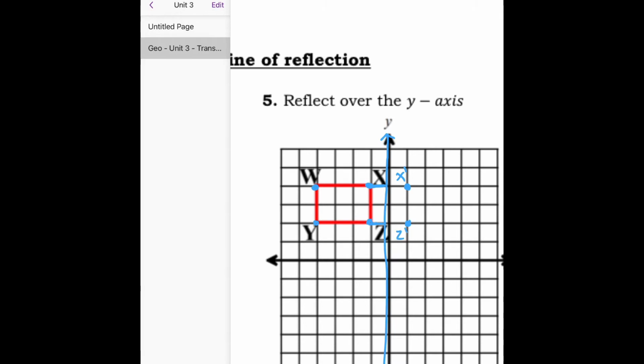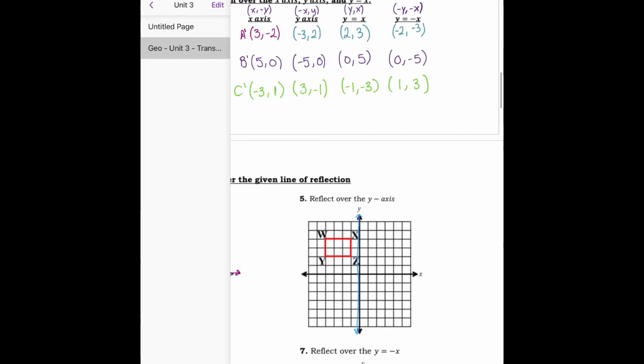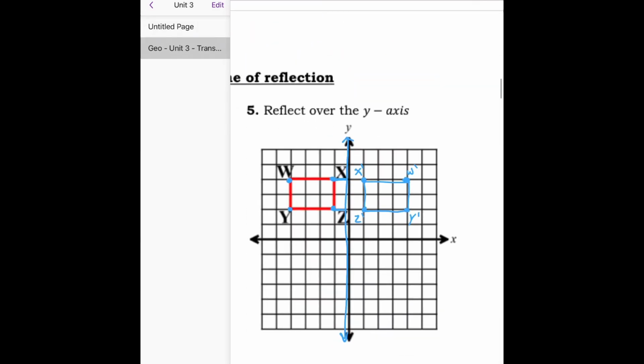Now W is farther away. W is 1, 2, 3, 4 away. So if I go from my y-axis, 1, 2, 3, 4 away here, that'll give me my W prime. And Y, you can kind of just get the picture later. Boop, boop, ta-da! That is my reflected shape.